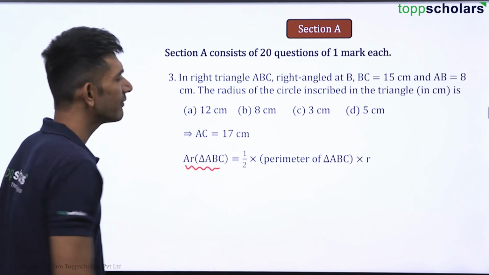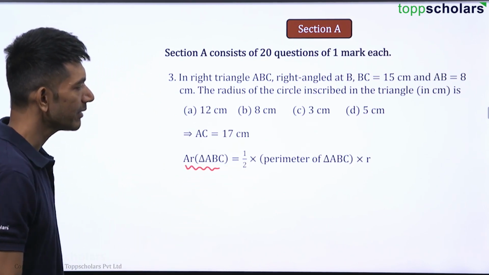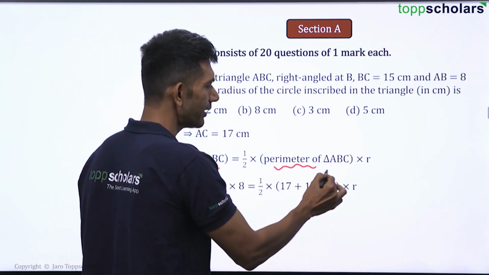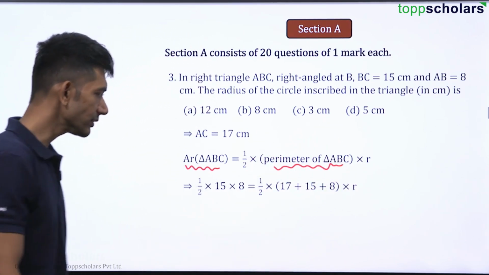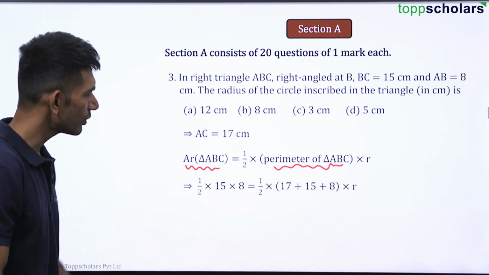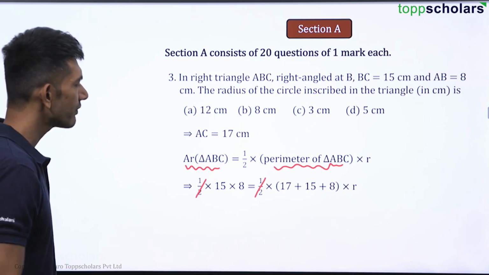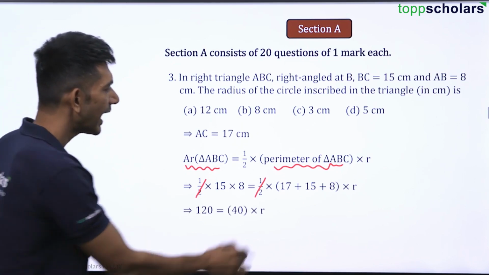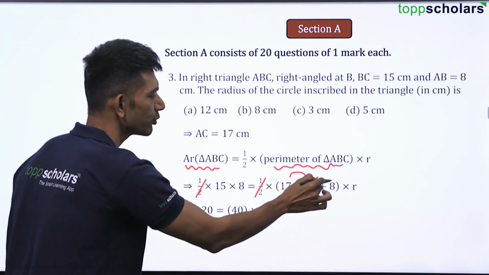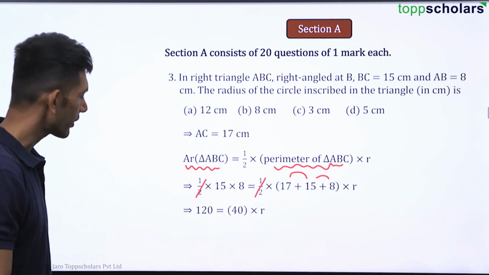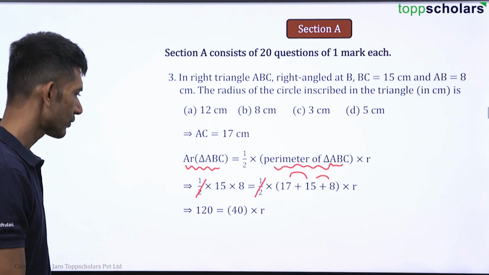So that becomes half into perimeter of triangle ABC into the radius. See, this is the shortcut way of doing it. Please make a note of this. And then you solve it further to get the radius. So half is going to get cancelled. You solve this, 15 8s are 120. And this is 15 plus 17 is 32, 32 plus 8 is 40, and then R is equal to 120 divided by 40. So R is 3. So the radius is 3.